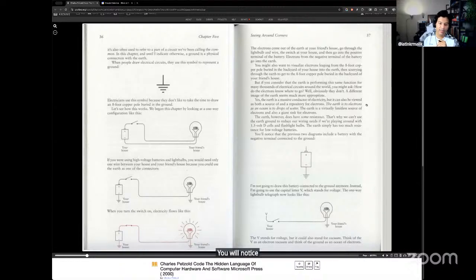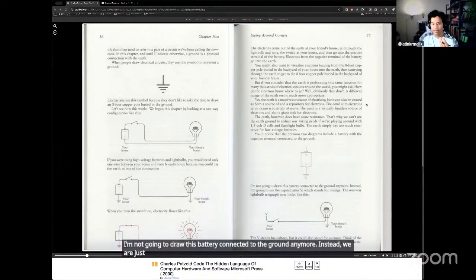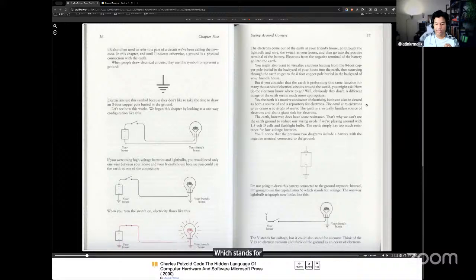You will notice that the previous two diagrams include a battery with a negative terminal connected to the ground. I'm not going to draw this battery connected to the ground anymore. Instead, we are just going to simplify the circuit. So I'm going to use the capital letter V, which stands for voltage. The one-way light bulb telegraph now looks like this. So basically, we have a voltage here and a switch, and then my friend's house has a bulb, which is again connected to the earth.